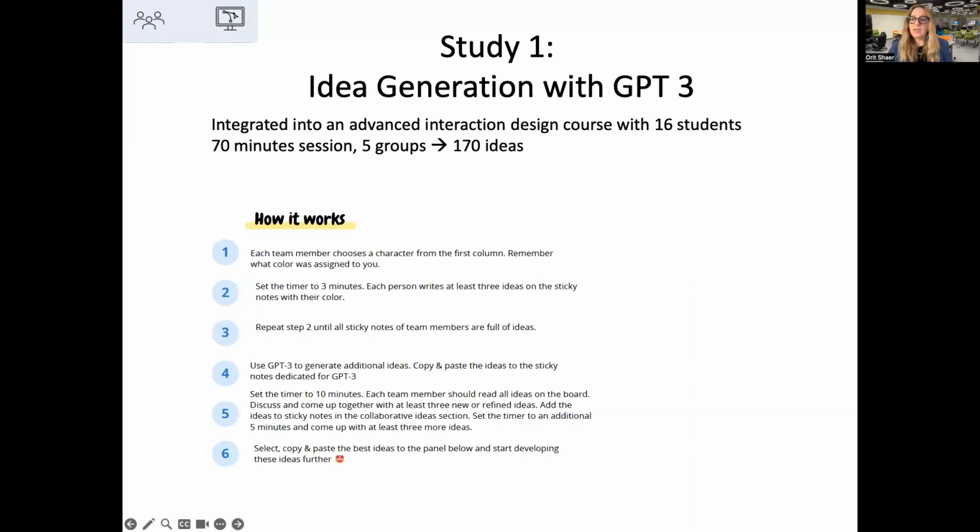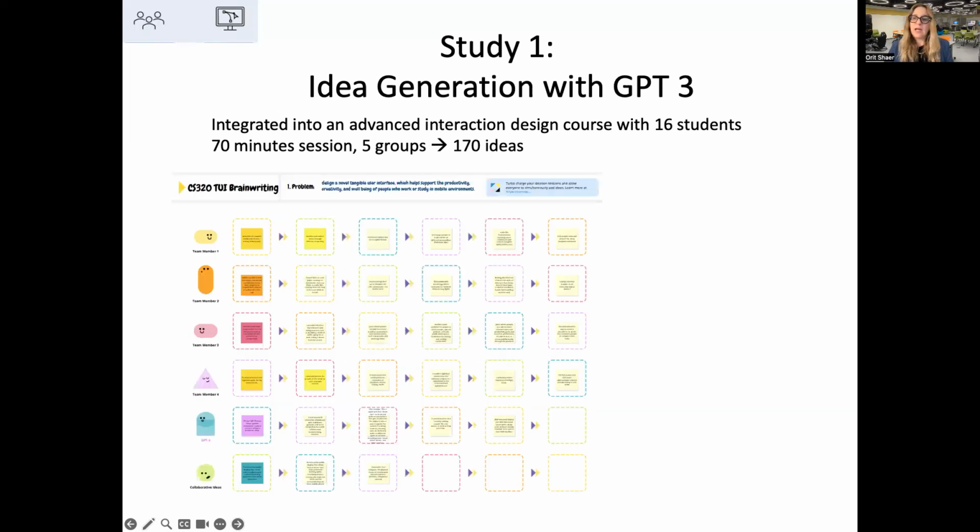First, participants generated ideas individually and placed them on the board. Once all team members proposed at least 6 ideas, they used GPT-3 to produce 6 additional ideas. In this process, GPT-3 played the role of an additional team member. The generated ideas are added as sticky notes on the board.